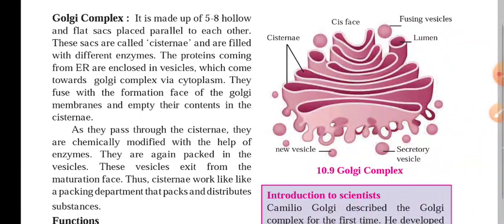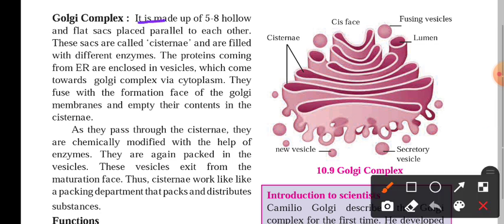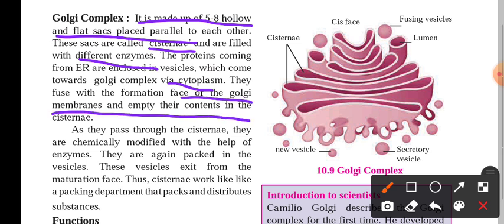The next one is the Golgi complex. It is made up of 5 to 8 hollow flat sacs placed parallel to each other. These sacs are called cisternae and are filled with different enzymes. The proteins coming from the ER are enclosed in vesicles which come towards the Golgi complex via the cytoplasm. They fuse with the forming face of the Golgi membrane and empty their contents into the cisternae.